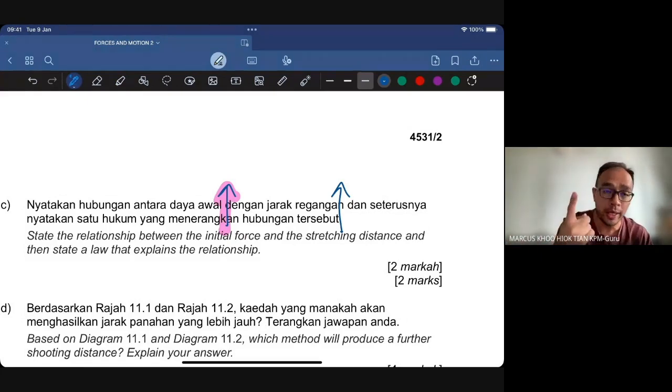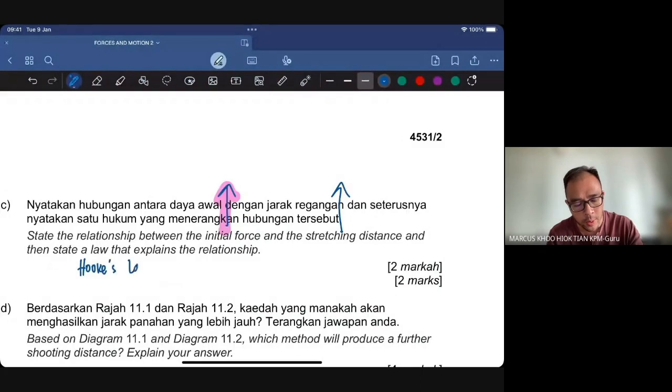And this is a law. Elasticity has only one law, which is Hooke's law. Don't bother thinking of other things. Because when it comes to springs, pulling strings, there is only one law, which is Hooke's law. Even if you don't know what the relationship is, just remember that for this topic, if it talks about springs or strings being pulled, it's Hooke's law.